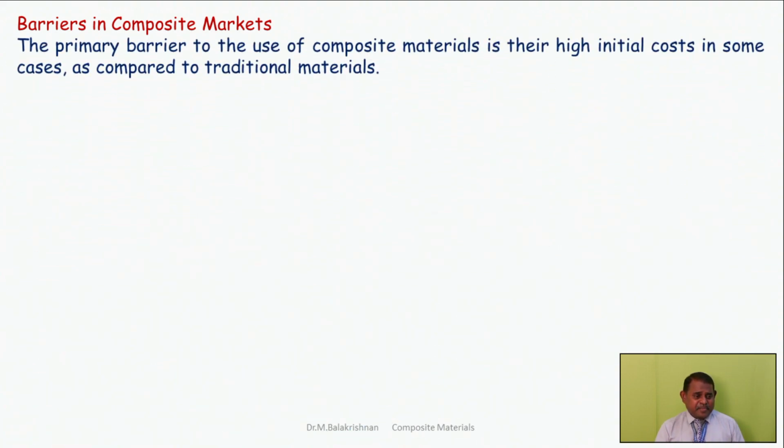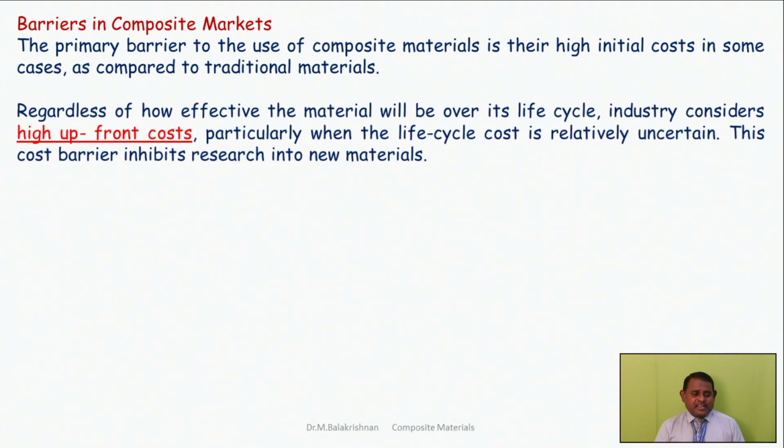Now, barriers in composite markets. Composites have many advantages and disadvantages, so what is still creating a barrier? One design engineer cannot choose a composite material as a candidate material for his specific design. The primary barrier to the usage of composite material is their higher initial cost in some cases compared to traditional materials. Regardless of how effective the material is over its life cycle, industry considers the high upfront cost.